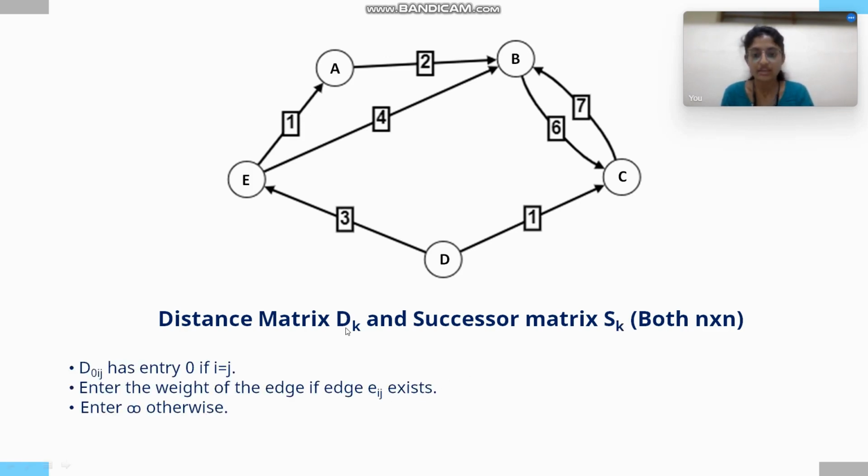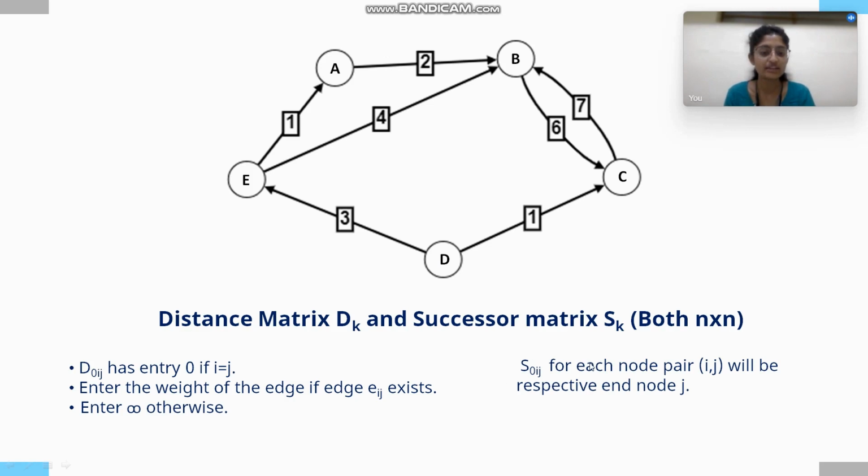The initial distance matrix we denote by D0, and it will have entry 0 if i is equal to j. That is, all the diagonal entries will be 0 because there will be no shortest path from a vertex to itself. And the entry will have the weight of the edge if there is a directed edge from one particular vertex to another. For example, A to B, the weight is 2, so the entry would be 2. Similarly, for A to D, there is no directed edge, so instead, we enter infinity.